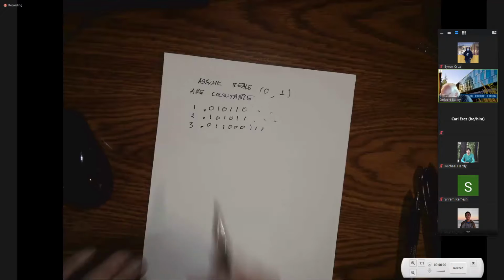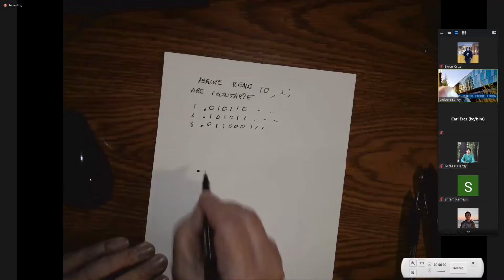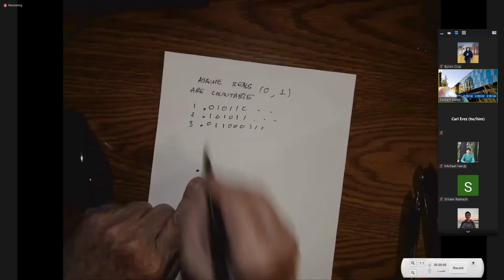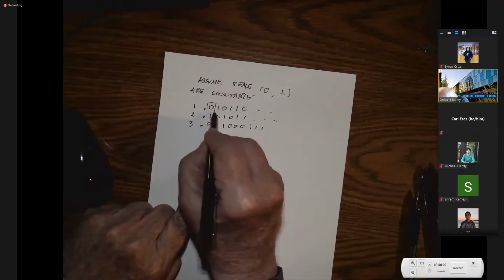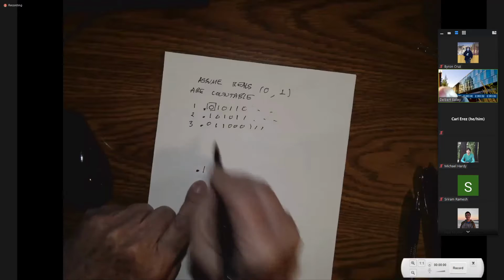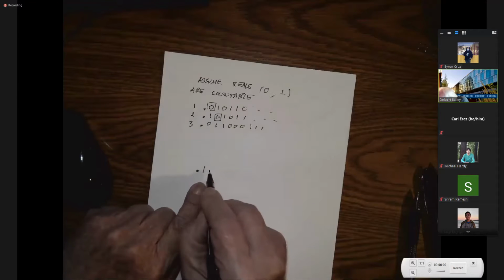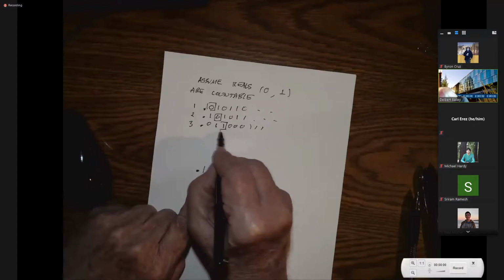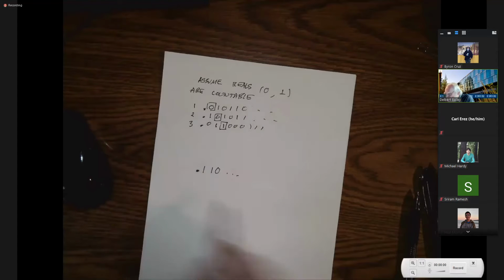So how, given a list, how do I come up with this number that can't be in the list? Okay, I make the first position of it opposite this one. So it'll be a 1. The next one opposite this one. So it'll be a 1. The next one opposite this one. So it'll be a 0. So I think you can see how I'm generating this number.